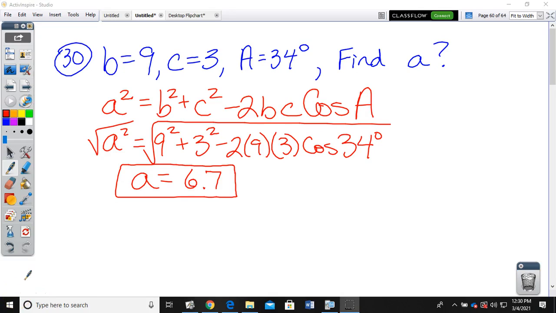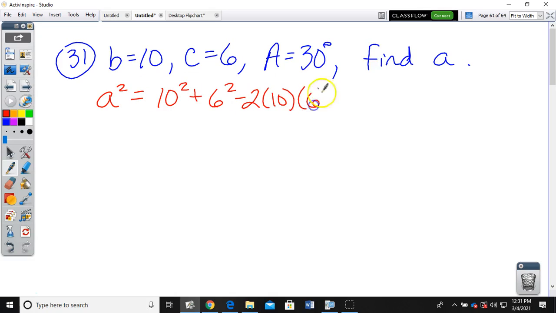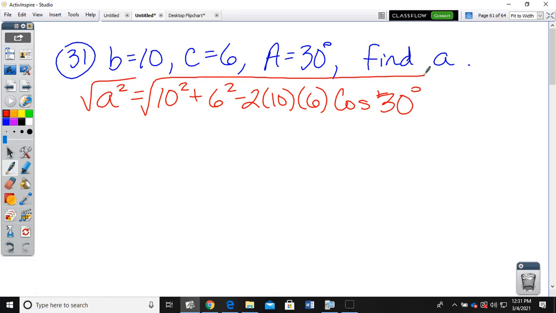All right. Everybody good? 31. Same process. They even give me the same stuff and ask me to find the same thing. So all I'm doing is plugging in different numbers. Okay? A squared is going to be 10 squared plus 6 squared minus 2 times 10 times 6 times the cosine of 30 degrees. Take the square root of all of that. A is how much? 5.7. Apparently.